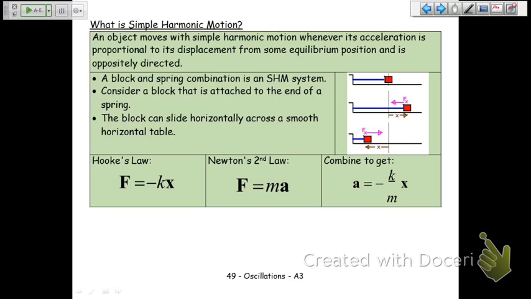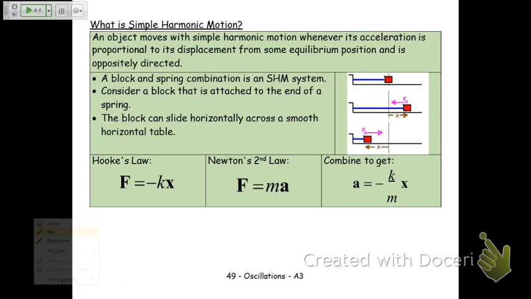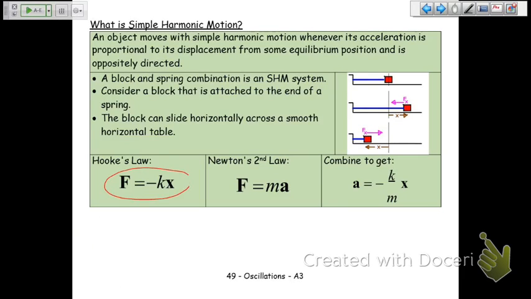Cool. So let's begin. What is simple harmonic motion? An object moves with simple harmonic motion whenever its acceleration is proportional to its displacement from some equilibrium position and is oppositely directed. Oh my word, if ever there was a need for an equation to cut out the gobbledygook, that's it. That's what I just said. When the restoring force is proportional to the distance from the equilibrium and oppositely directed, that is good old Hooke's law.